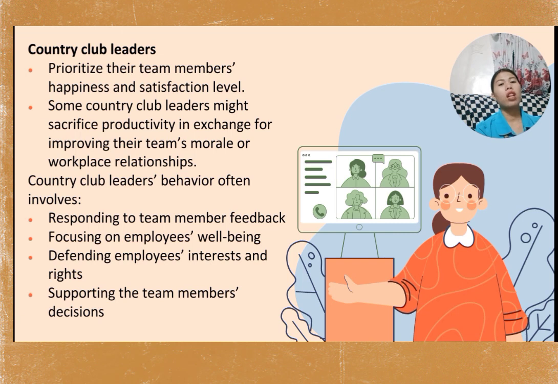If you are a country club leader, these are your behaviors. Responding to team members' feedback. It's the opposite of the dictatorial leaders, right? Because dictatorial leaders don't respond to feedback, but here you respond to team members' feedback. Focusing on employees' well-being, as I said earlier. Defending employees' interests and rights. You have more concern for your members.